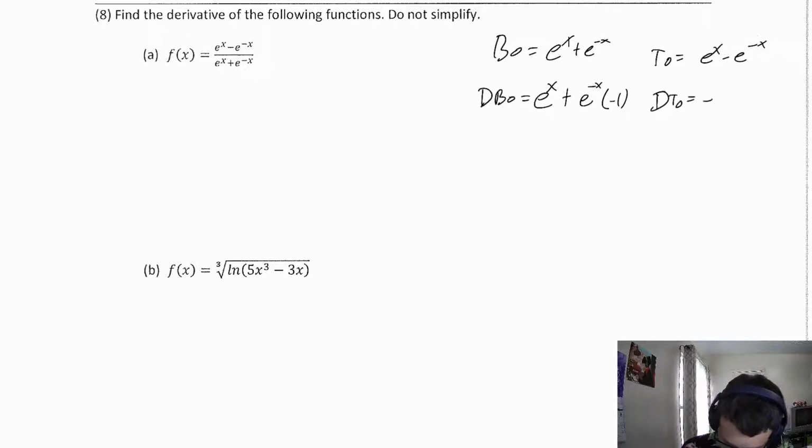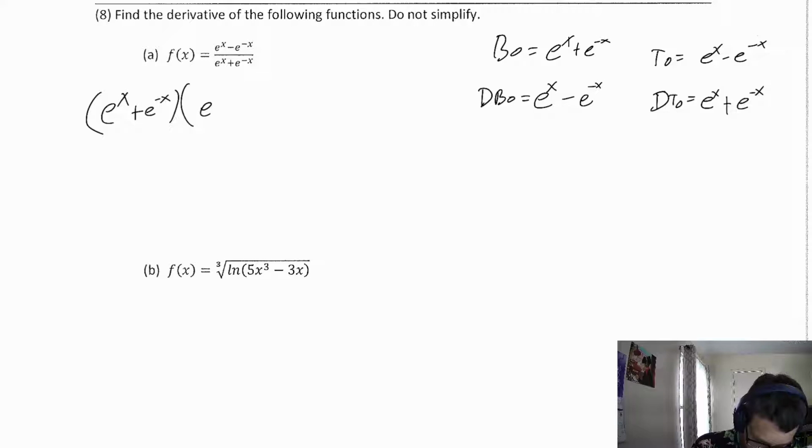And then the derivative of the top, we're going to have e to the x minus e to the minus x times minus 1. We can go ahead and rewrite this a bit. This minus 1 and this plus work out to just be a minus e to the minus x. And this minus 1 and this minus work out to be e to the x plus e to the minus x.